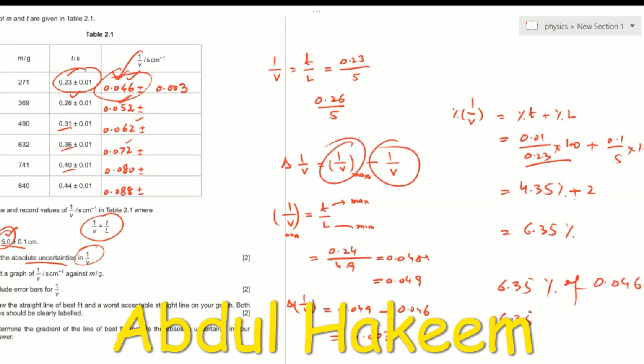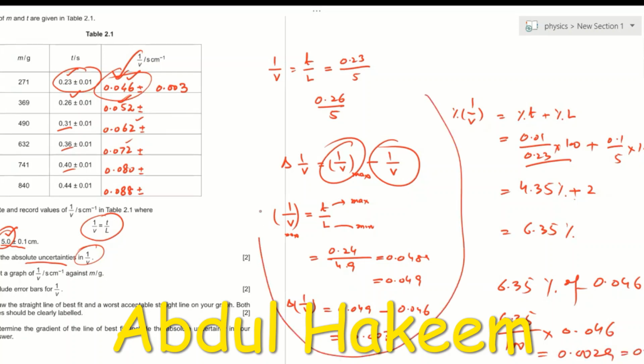So 6.35 divided by 100 multiplied by 0.046. The answer is coming approximately 0.0029. So same answer, 0.003. So either use this method or this, it's up to you.